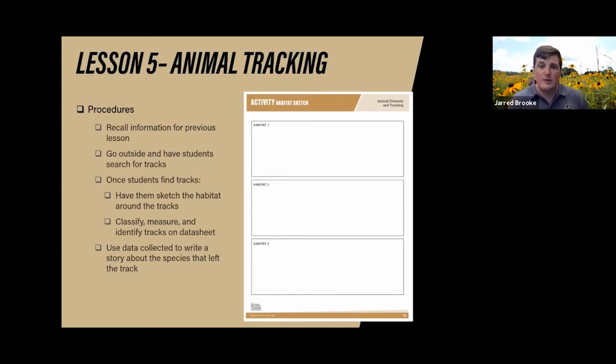Then it brings in some creative skills in that the students can use the data they collect about the gait, about the direction, and about what species they find, to build a story about what they think the animal was doing as it left the track. Maybe it was walking through to find some food. Maybe it was running through to escape a predator. It allows them to have some creativity and freedom to build a story around the tracks that they find.